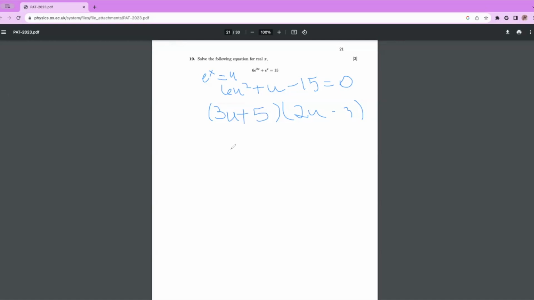And this gives us two solutions, which is that u is negative 5/3, or u is 3 over 2.